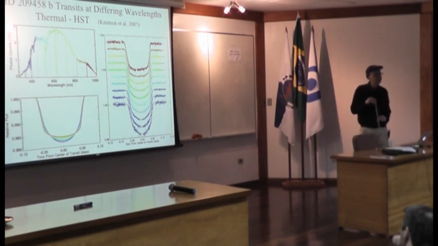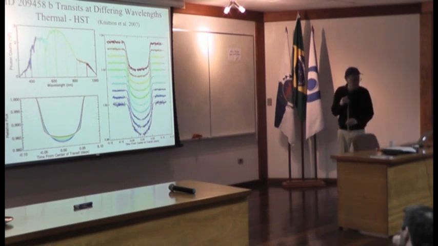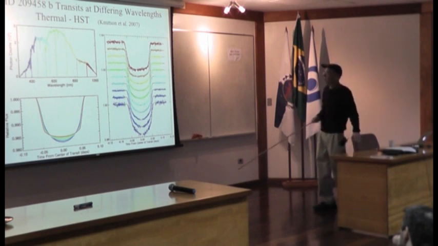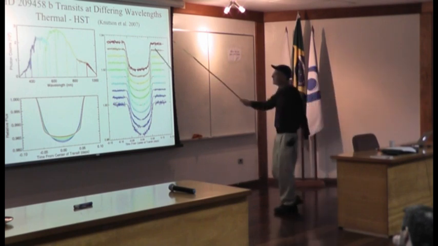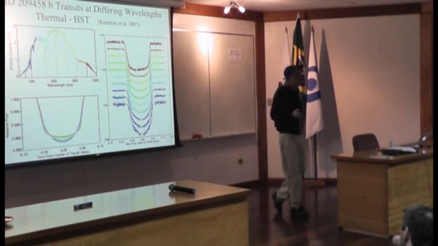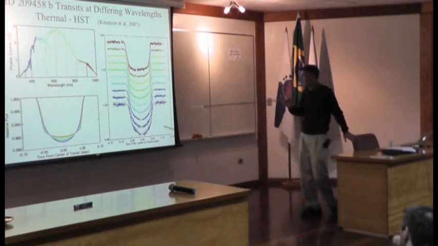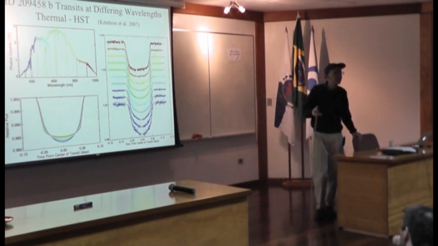I showed some nice little theoretical curves of a transit, but this is a spectrum of the star, and if you look in different wavelengths, you see different shaped transits. This one is the most similar in the infrared to the theoretical profile I showed. In the ultraviolet, it gets much more U-shaped. Anybody know why?